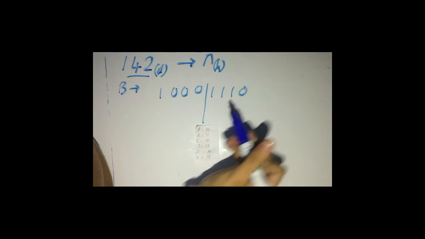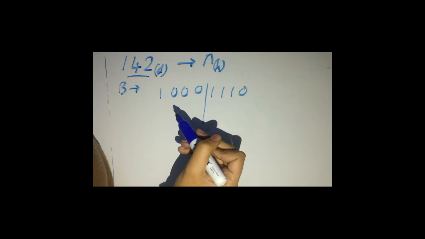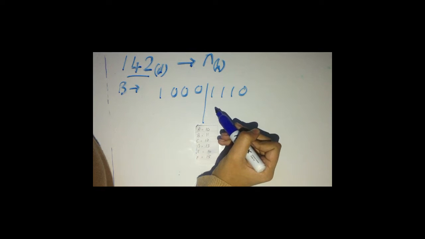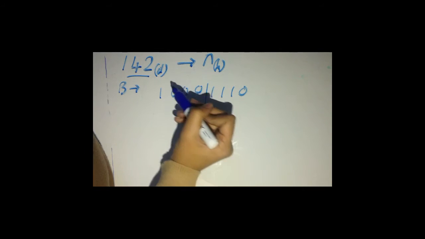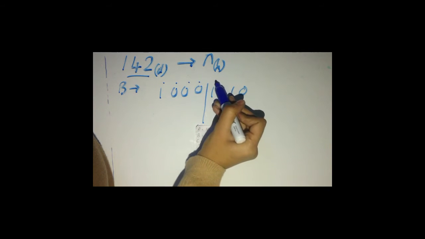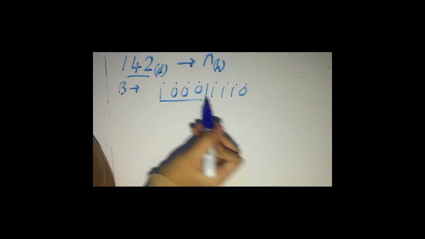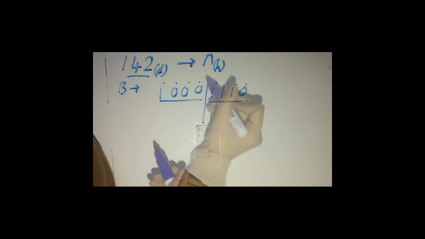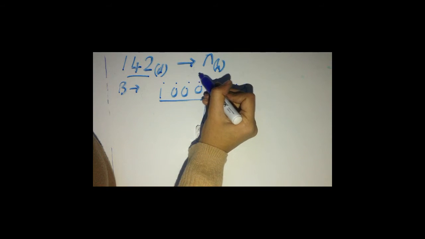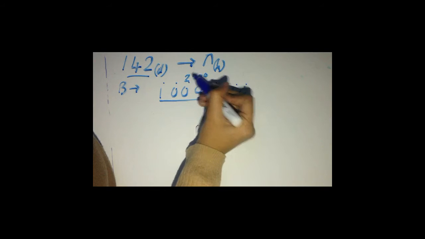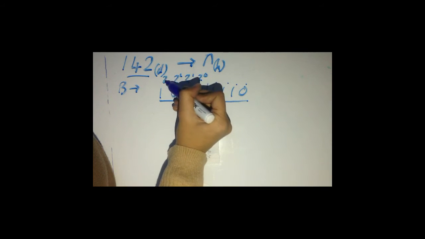And like I said, we need to split binary into groups of 4s. So there are 4 digits here and 4 digits here. We have to treat them separately. This is one group and this is the other group. Now, like I said, we're using base 2. So this is 2 to the power of 0, 2 to the power of 1, 2 to the power of 2, and 2 to the power of 3.